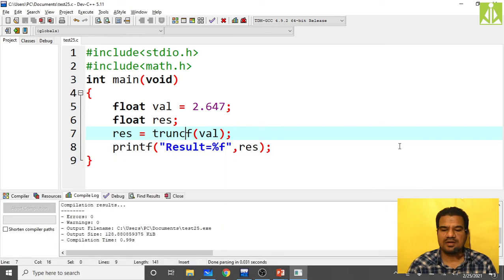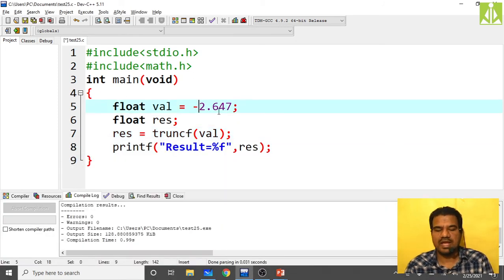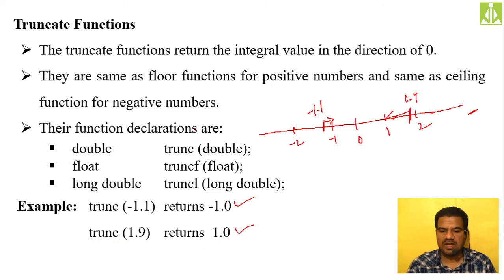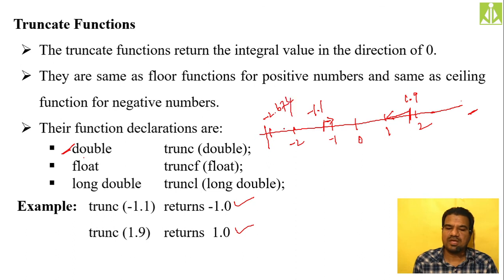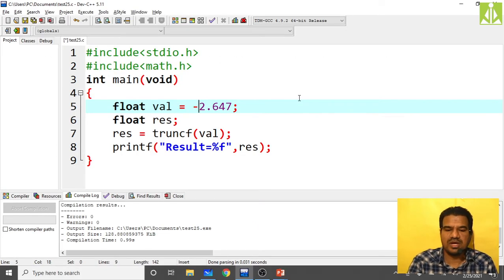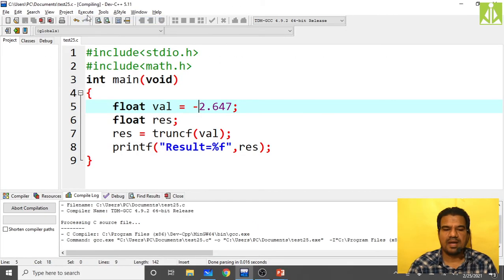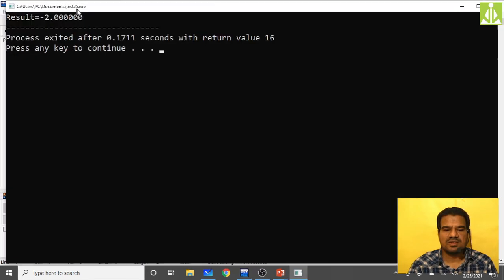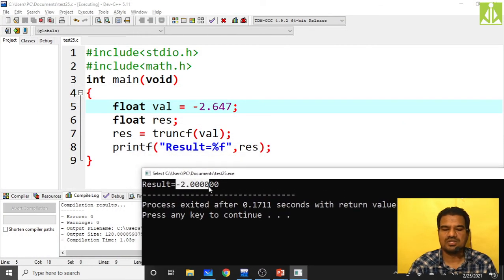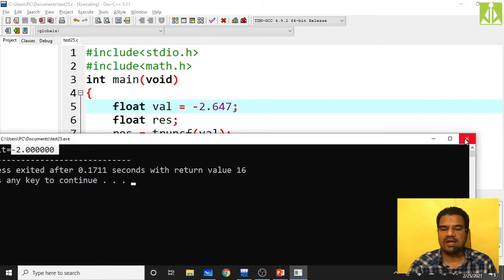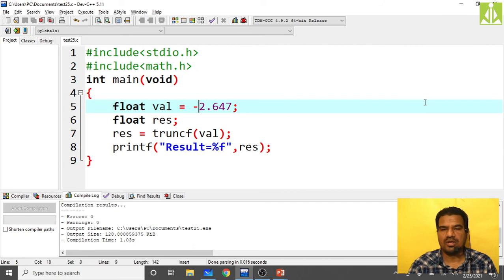If I take the same value negative, what will happen? Where will it go? -2 point something, somewhere here, -2.647. Again we have to move in the direction of 0, so we need to get -2. Compilation successful, then run. As you can see, we got -2. Hopefully you understood this concept. So this is finding the trunc value of a given floating point number.